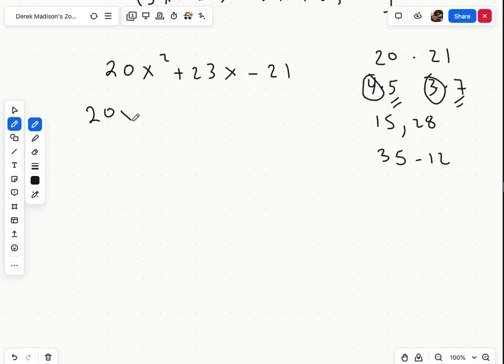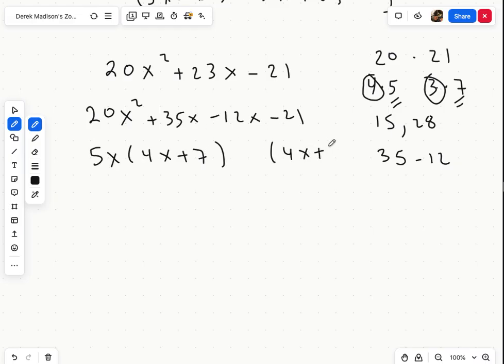So again, if I did the AC version, this will be 35x minus 12x minus 21. And I can take out a 5x, leaving me 4x plus 7. I know I'm going to get another 4x plus 7, so I'll just write that out. And that would be negative 3. Negative 3 times 4, negative 12. Negative 3 times 7, negative 21. And 4x plus 7, and 5x minus 3.